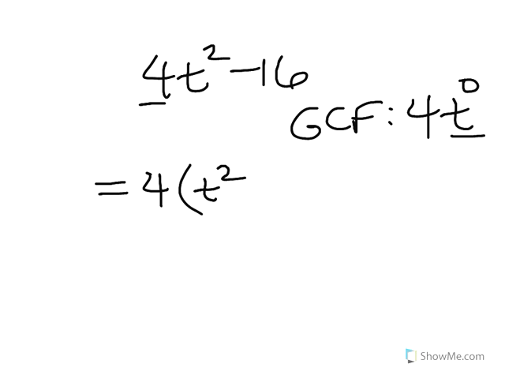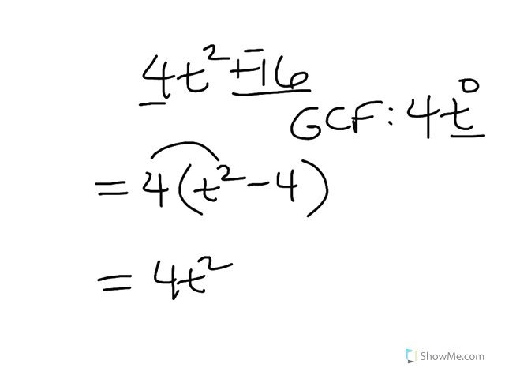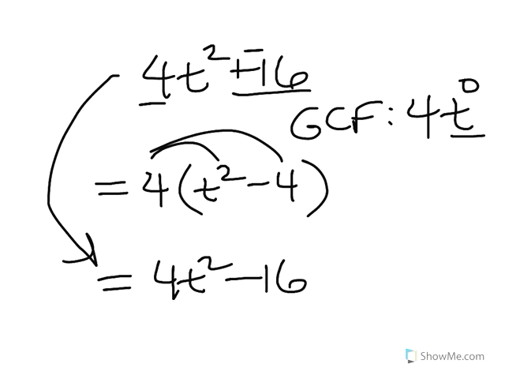The other term is going to be negative 16. Remember, we're adding a negative 16. Negative 16 divided by 4 is negative 4. And is that the correct factorization? It's easy to check. Multiply it back out. 4 times t squared, 4t squared. 4 times negative 4, negative 16. That will do.